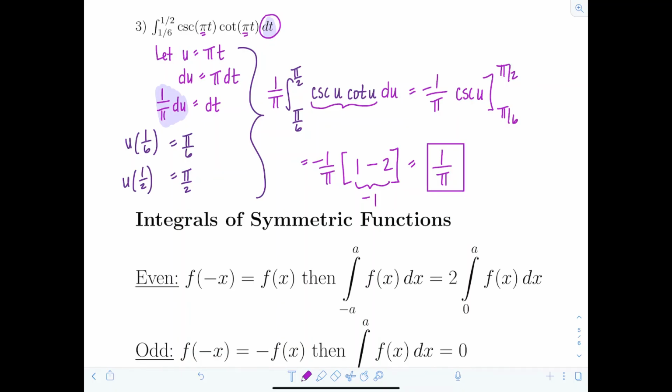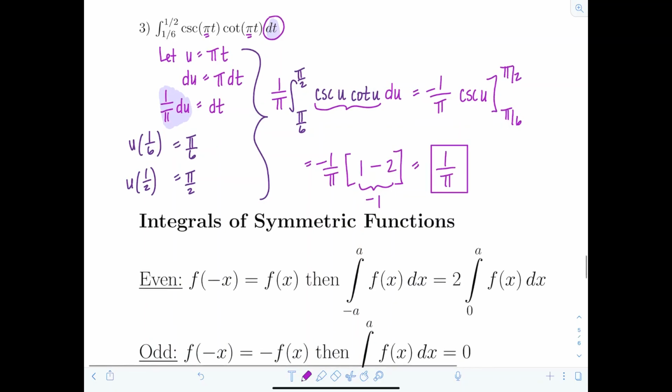All right. Good. Now, even with this fancy u-substitution that we've learned, you're going to still encounter some antiderivatives that you can't compute or will be too difficult to compute. And when that happens, what we're going to do is use symmetry to help us.